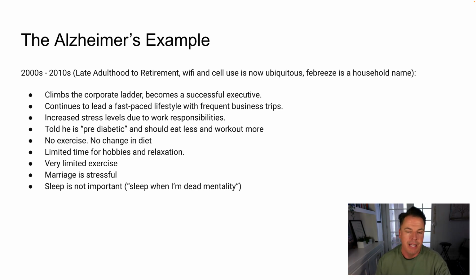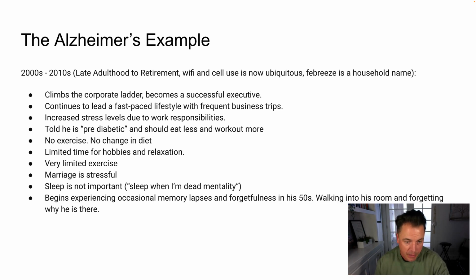He adopts that mentality of I'll sleep when I'm dead. And then he starts to have occasional memory lapses and forgetfulness in his 50s, walking into rooms forgetting why he's there. So basically what's happening with our friend John here is his cells are now under all these stressful factors, and it's starting to reflect in his brain, where he's starting to have memory lapses and walking into rooms and forgetting why he's there, because all those cells inside of his brain are starting to shut down because of the stress.